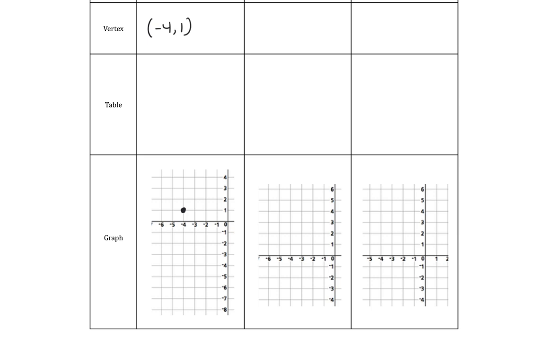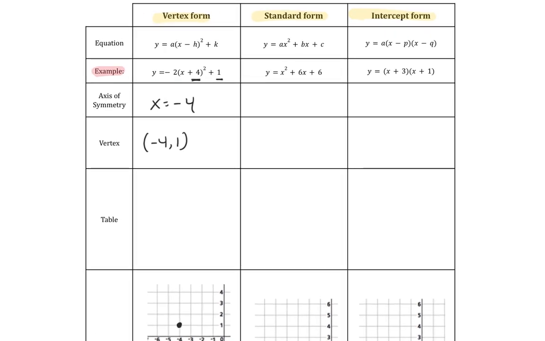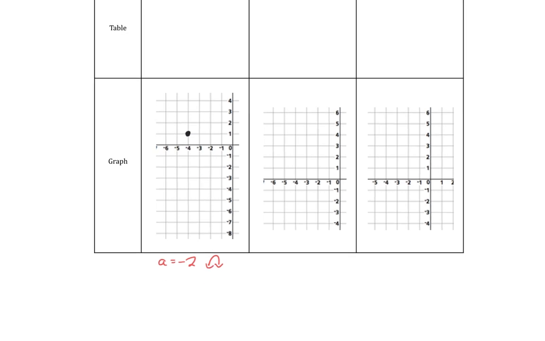Now to find the other points, I have to use my a value. My a value is -2, which means I'm opening down. And for the purposes of this, I want to find 5 points. So normally I would go up 1 and then up 3. But because my a value is -2, I'm going to stretch this graph. So we're going to go 2 and then 6.